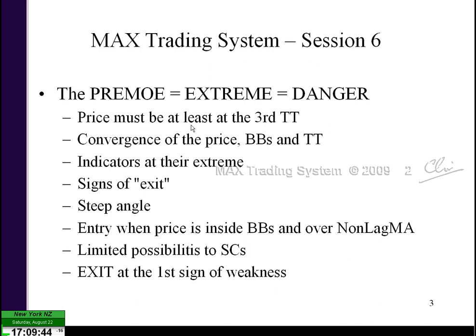The price must be at least at the third Tiger tunnel. And remember, for low volatile pairs, you take the second Tiger tunnel. I will come back on that concept. You must have a good convergence of the price, the Bollinger Bands, and the Tiger tunnels. The three must converge at the same point. All or a majority of the indicators must be at their extreme.